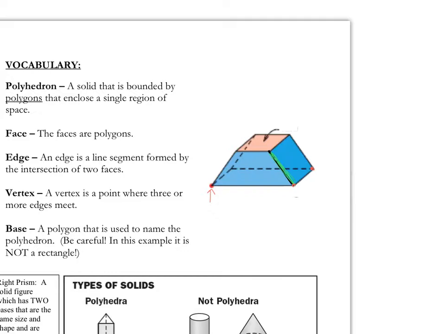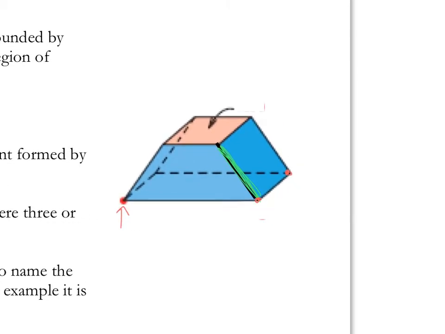But bases are parallel and congruent. So in this case, the two polygons that are congruent and parallel are trapezoids. So this shape is going to be called trapezoidal, and this is a prism because it has two bases.